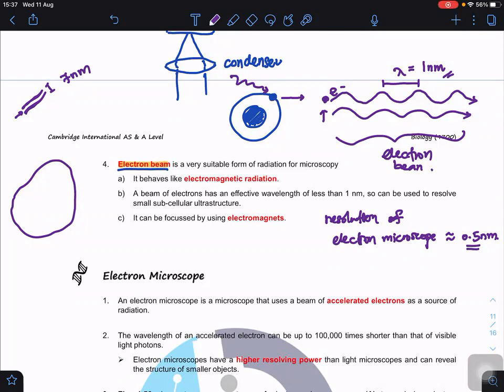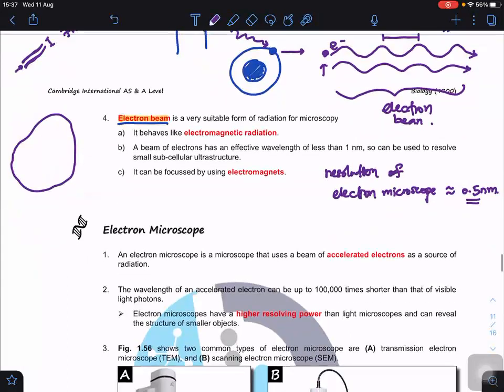And because electrons are negatively charged, we can use electromagnets to focus them. One example of how we can do this: if this is the electron beam, we can put the electromagnet with the negative end here. Negative repels negative, so when the electrons pass through this electromagnet, you will be able to bend them and focus them onto our specimen. Are you clear? So this is how we can use the electron beam as our source of radiation.